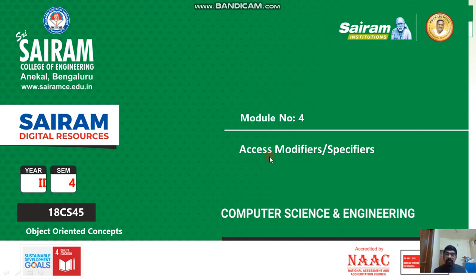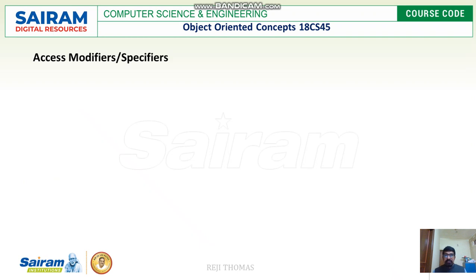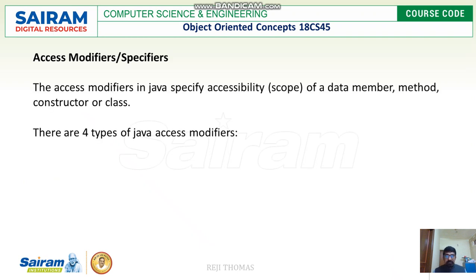In this video, we are going to see the different access specifiers used in Java. Access specifiers are also known as modifiers. Basically, we have got four access specifiers. They are private, default, protected, and public.